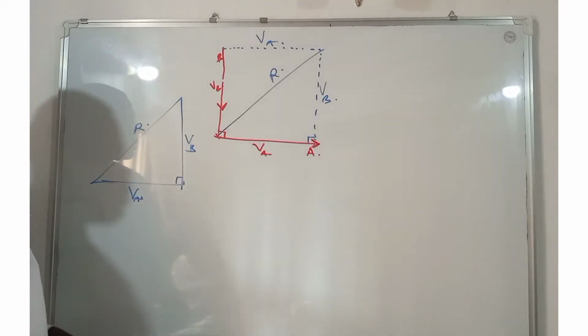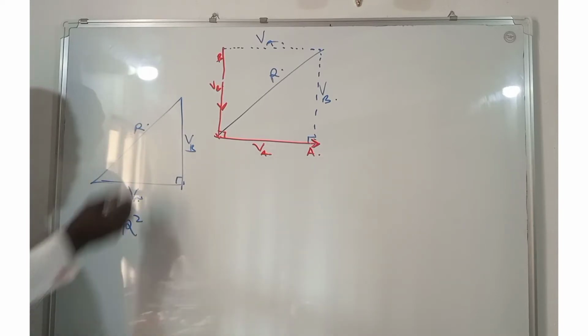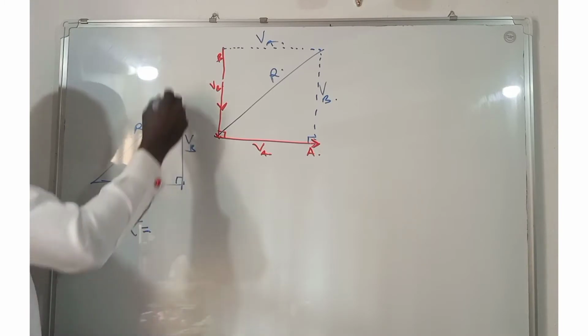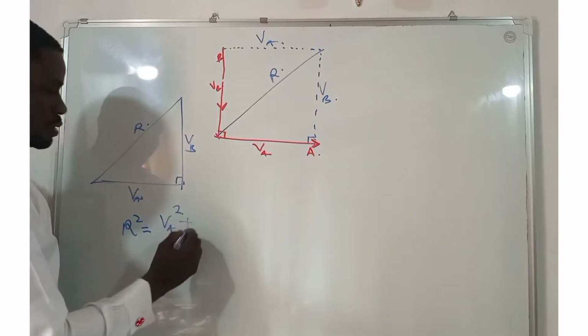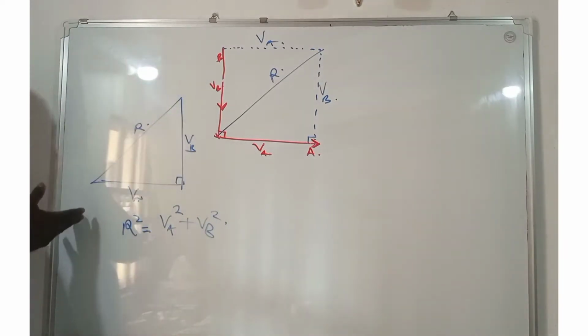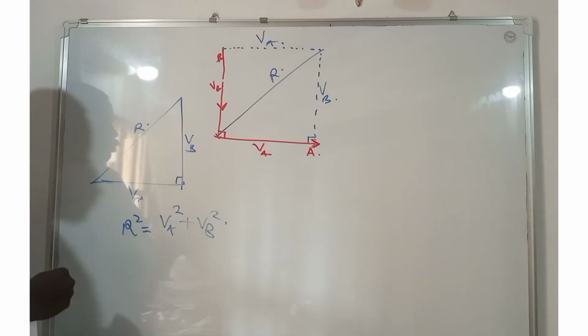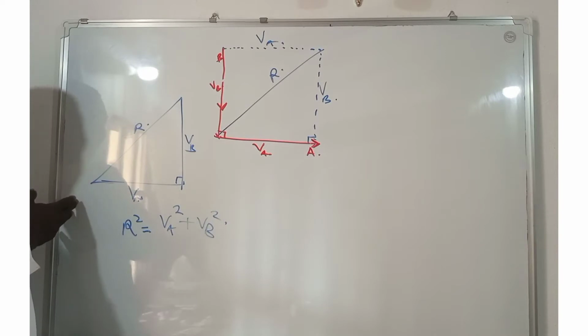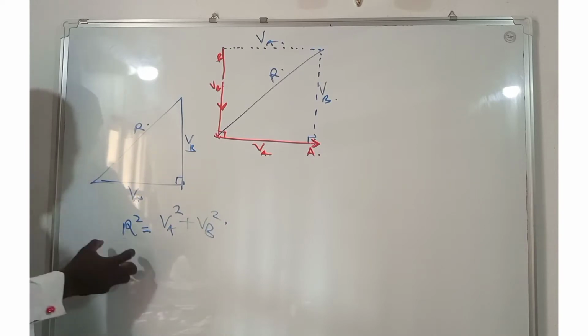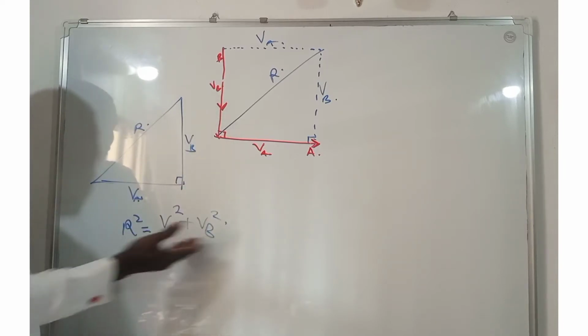And if it's a right angle triangle, I would therefore apply the Pythagoras theorem to get the resultant. And by Pythagoras, I would say that the square of the resultant, which is this line, must be equal to the square of VA plus the square of VB. That's according to Pythagoras. Because Pythagoras says when you have a right angle triangle, the square of the hypotenuse, which is the longest side, must be equal to the sum of the squares of the other two sides. So if this is the longest side, my hypotenuse, the square of that side must be equal to the square of this side plus the square of this side. And that's what we have here.